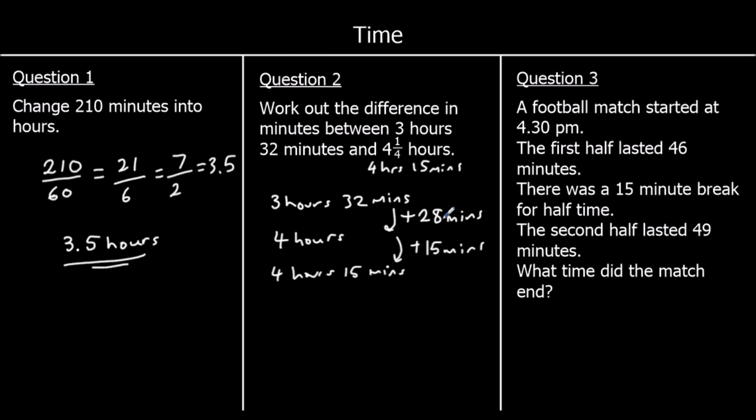So I've got 28 minutes to 4, then 15 minutes to 4.25. So I want 28 plus 15. 8 plus 5 is 13. So 3 in the ones, carry 1 over. So that's 43 minutes.